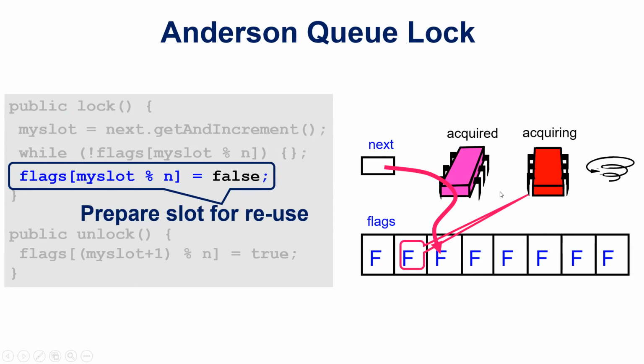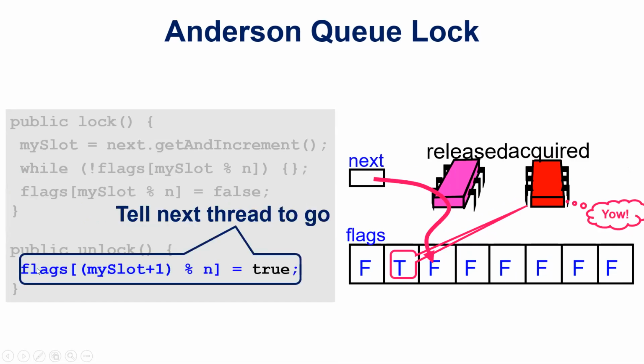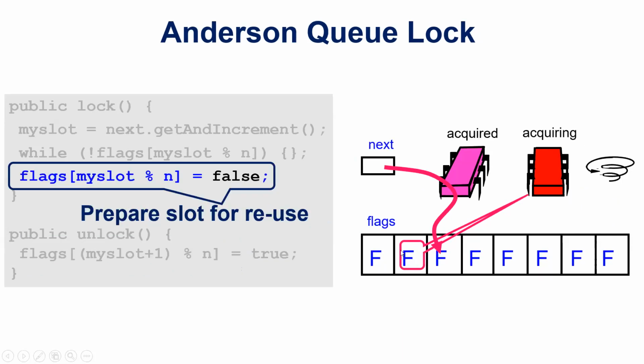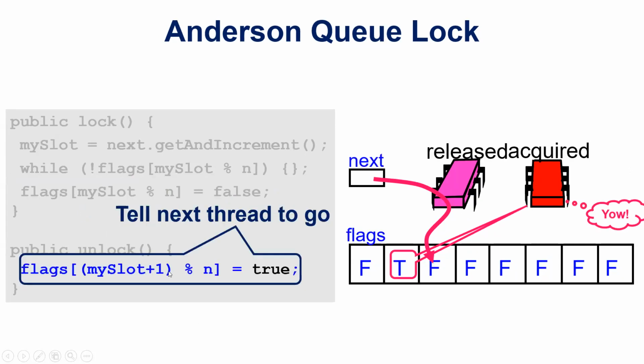Now, how to pass the lock to the next thread? In order to pass the lock to the next thread, we simply need to update the next slot to true, right? So that is what we are doing here. Previously, in flags, when the index is 1, the flag value is false, so we need to change it to true in order to pass the lock to the next thread. So my slot plus 1. Initially my slot is at the 0th position, so 0 plus 1 is 1, modulus n is 1. So flag of 1 is changed to true. Now this particular thread will acquire the lock.